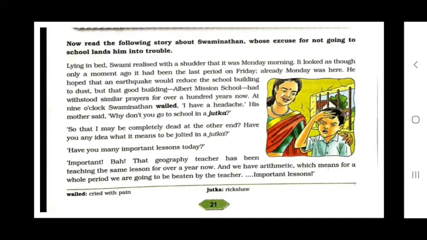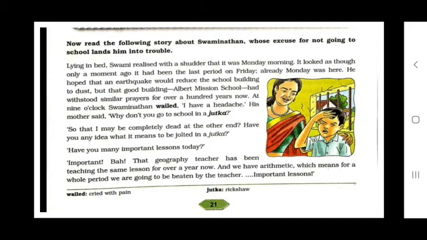So generally, children, they take mother for granted, isn't it? So they just give excuses to the mother, and the mothers believe their children sometimes, isn't it? So this time, Swami's excuse, perhaps it worked. Let's see. Have you many important lessons today? Important. Bah. That geography teacher has been teaching the same lesson for over a year now. And we have arithmetic, which means for a whole period we are going to be beaten by the teacher. Important lessons. So Swami bluffed.